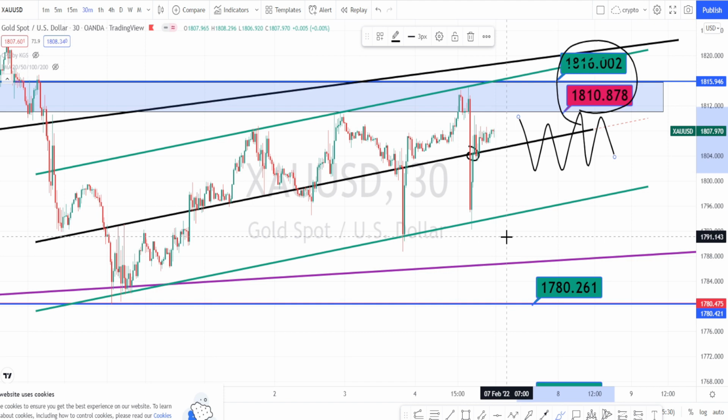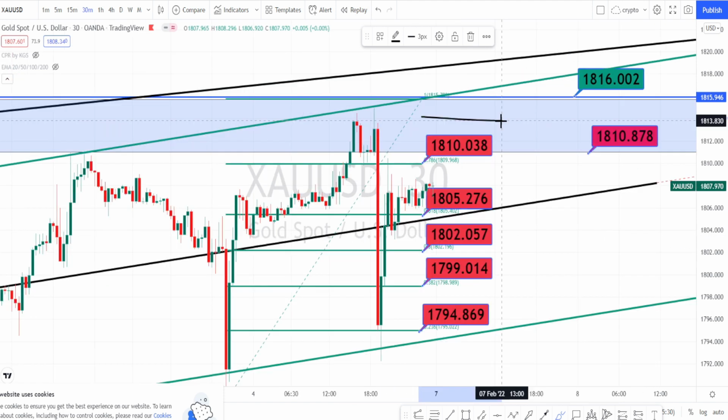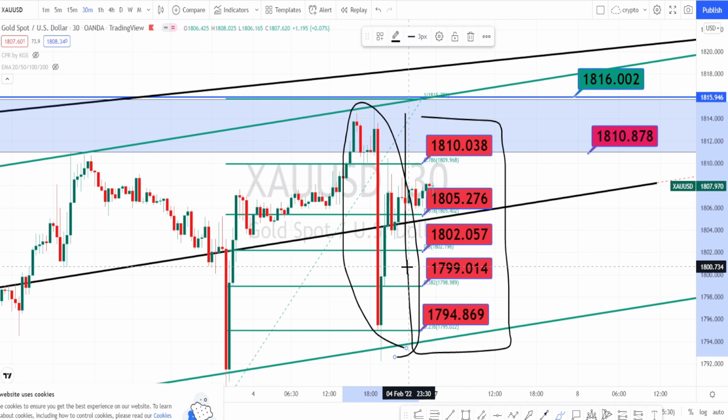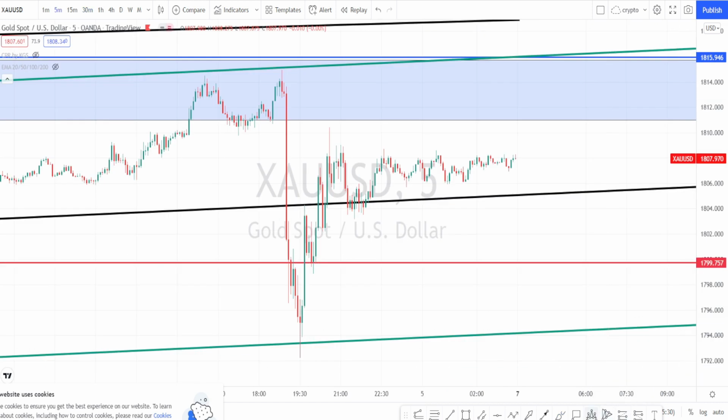Let us mark the support and resistance levels. The values within the red color boxes are the support and resistance levels for 30 minutes time frame. It is a range bound market for now. Let us do the analysis in 5 minutes time frame. I am in 5 minutes time frame now.